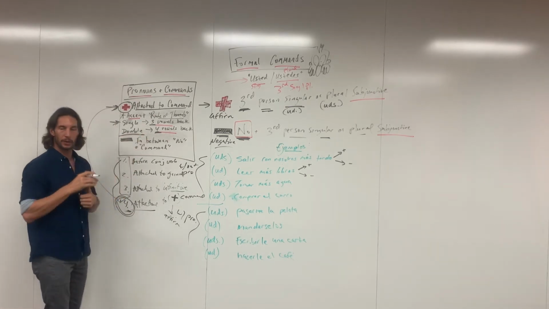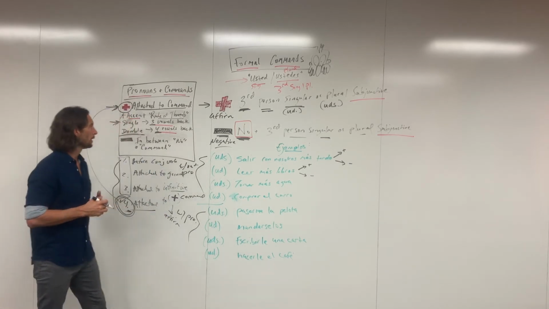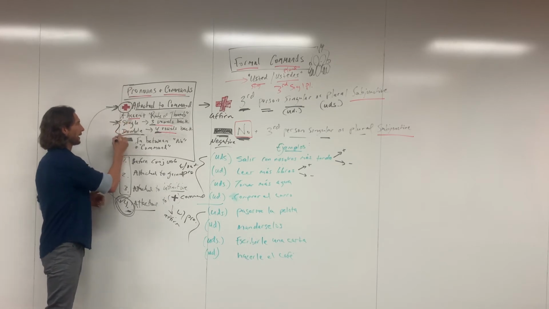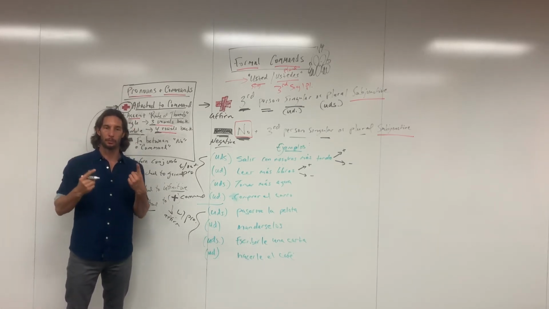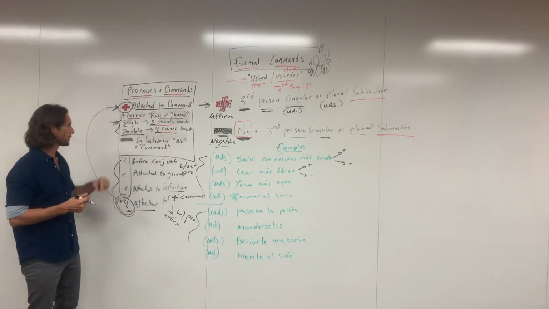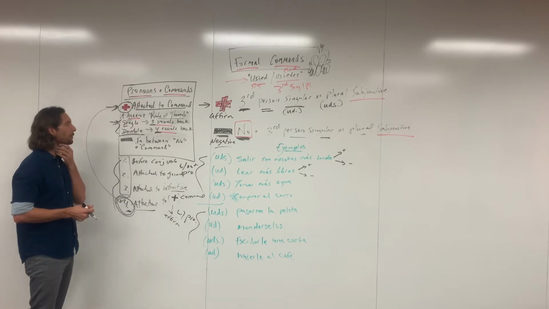So if you're attaching it, you do have to add an accent. Just to summarize again, if it's a single object pronoun, one pronoun, you count back 3 vowels. If it's a double object pronoun, you count back 4 vowels. Hopefully that'll be helpful for you guys.